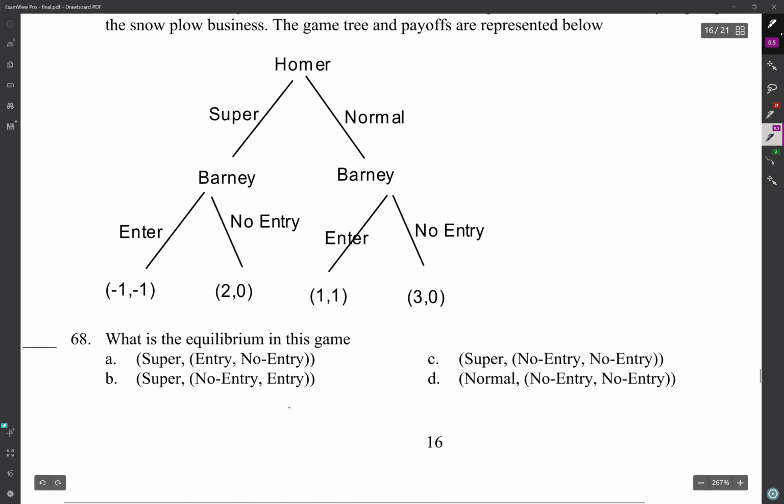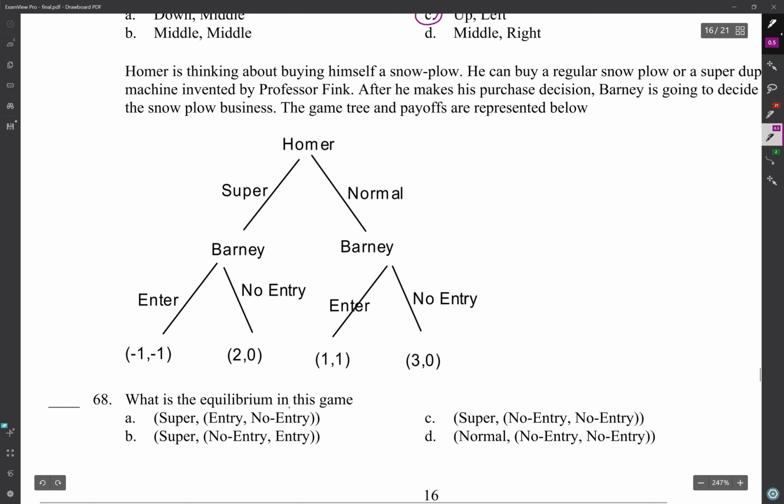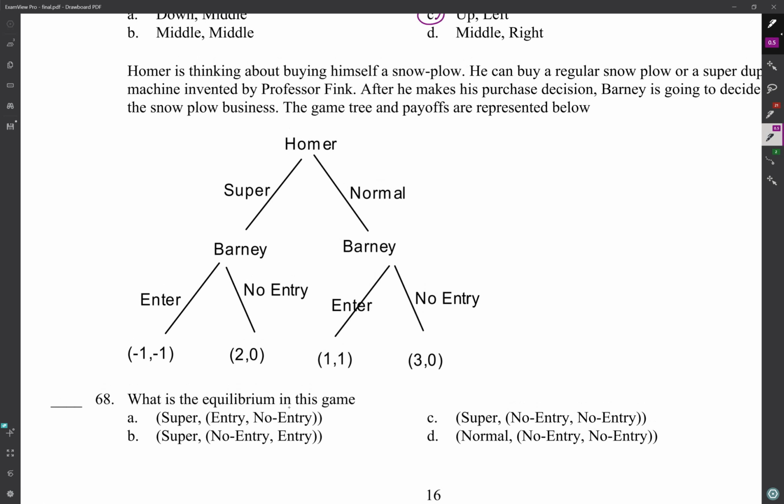What we could do is do a simultaneous game, a sequential game. So let's take a look at this one. We've got a 2-player game. We've got player 1, which is Homer, and player 2, which is Barney. And remember, the key for the solution to these sequential games is to start at the end. Start at the very last move.